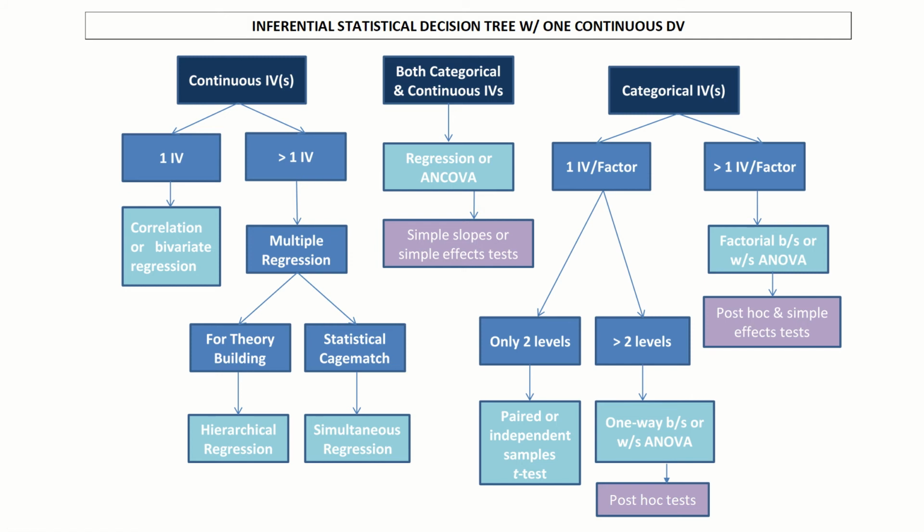Because up until this point, all of the inferential tests that we've gone through have had continuous DVs. And so I presented this statistical decision tree at the beginning of the unit on correlation, right? And this is a statistical decision tree when we have one continuous DV. And we've covered the entire right side here from t-test to ANOVA. We've covered the left side here with correlation and regression. But what happens when we have a categorical dependent variable?